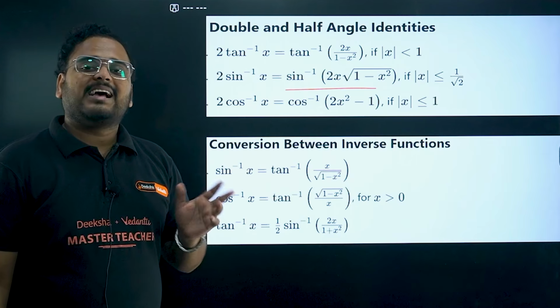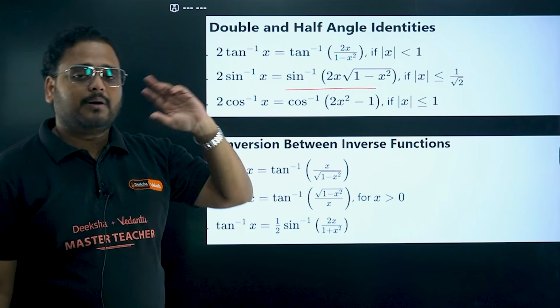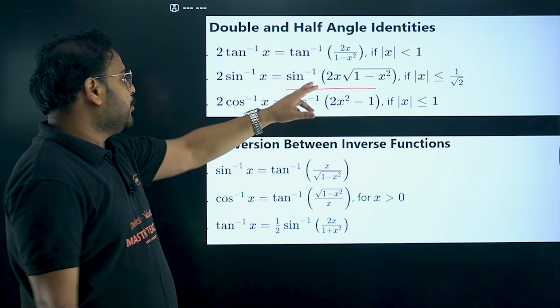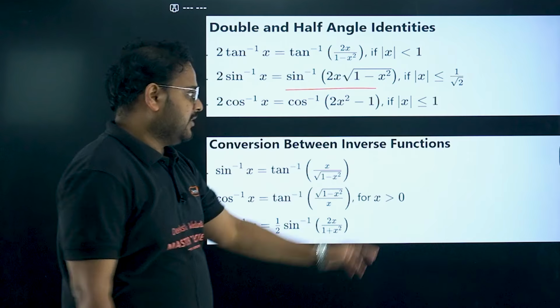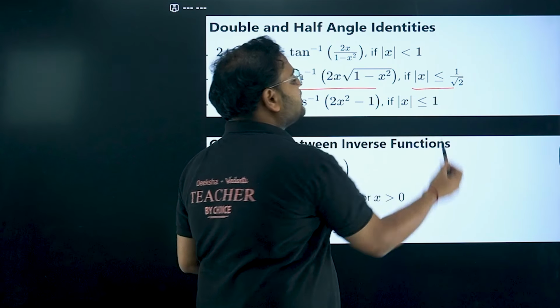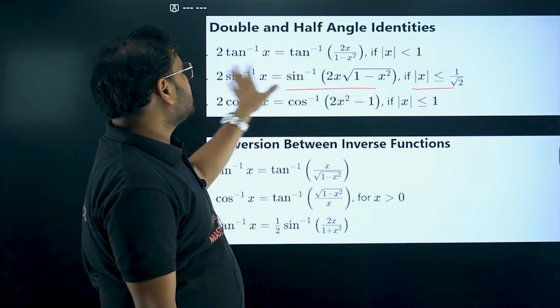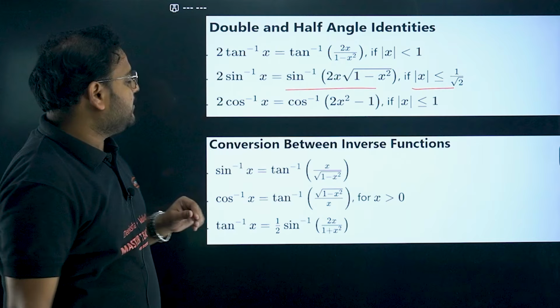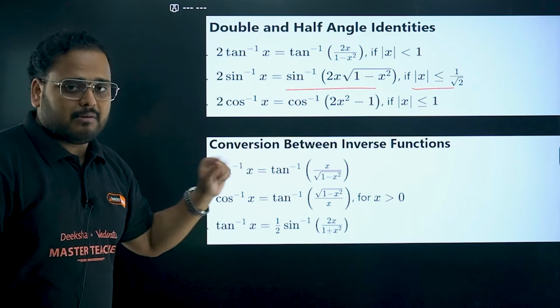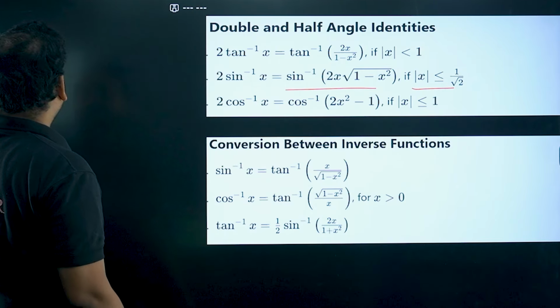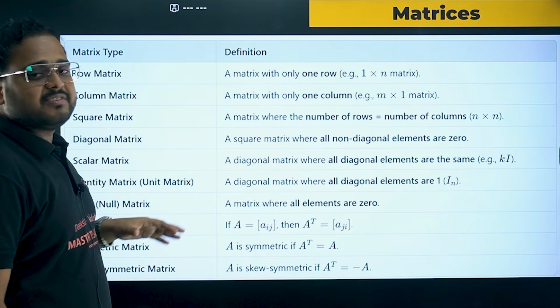Remember, x lies from minus 1 by root 2 to 1 by root 2. So that question is there. Here it is mentioned. They ask you to prove this sometimes, or they ask you to prove this whole statement also, so the question can be asked. Please go through this and remember this. Okay, next, move on.